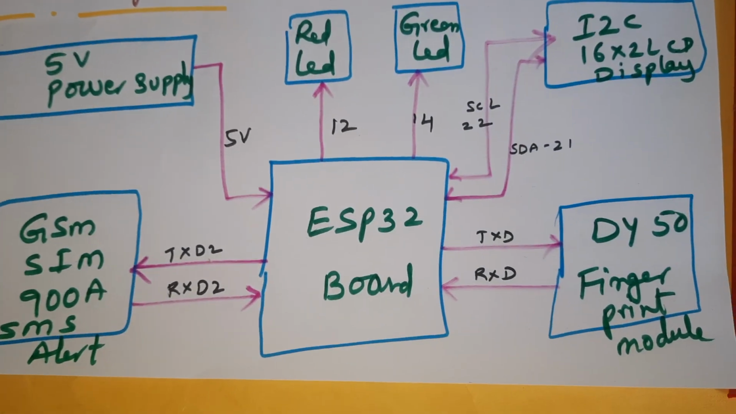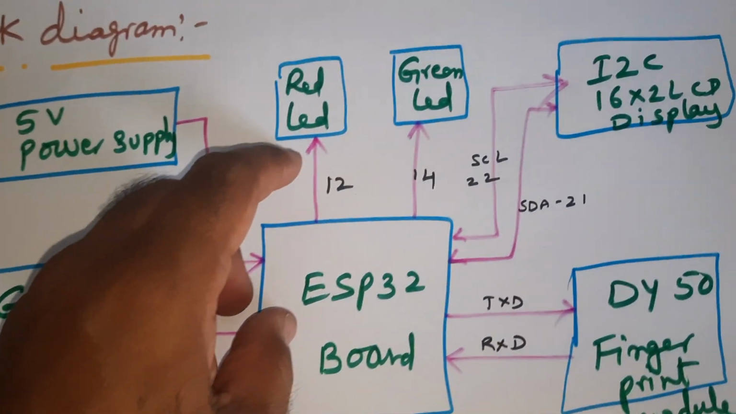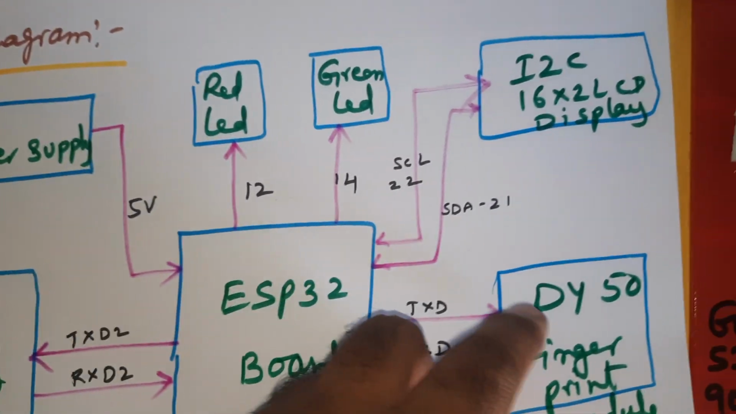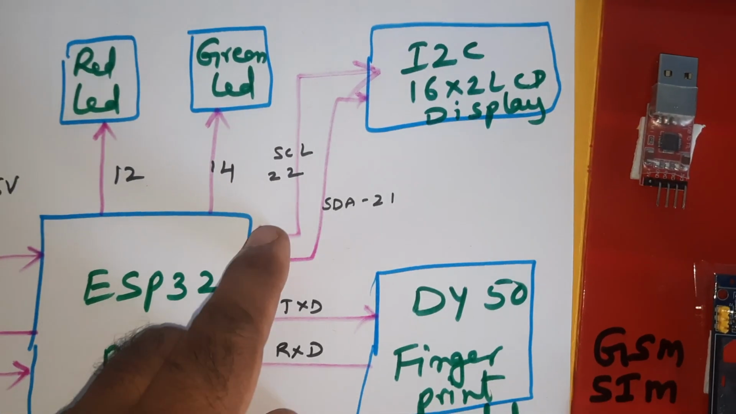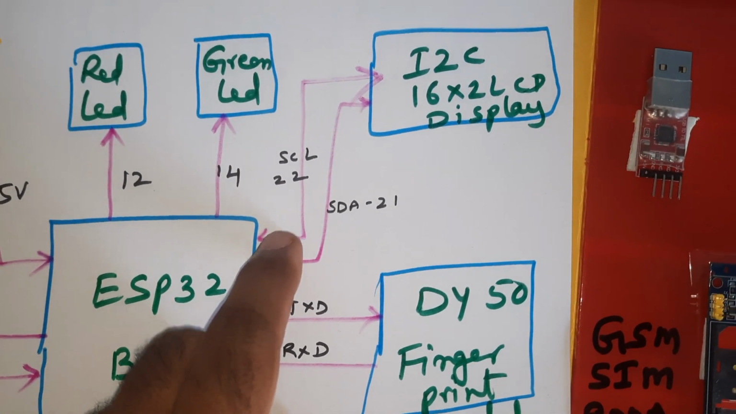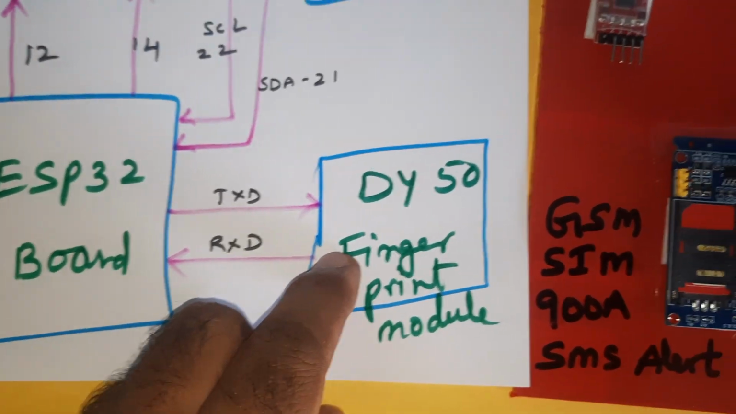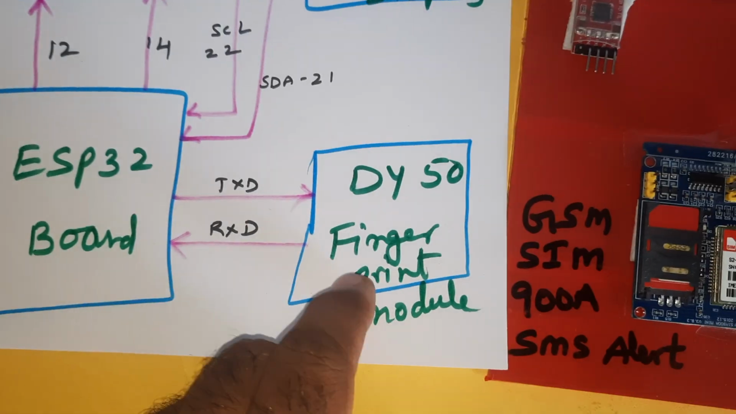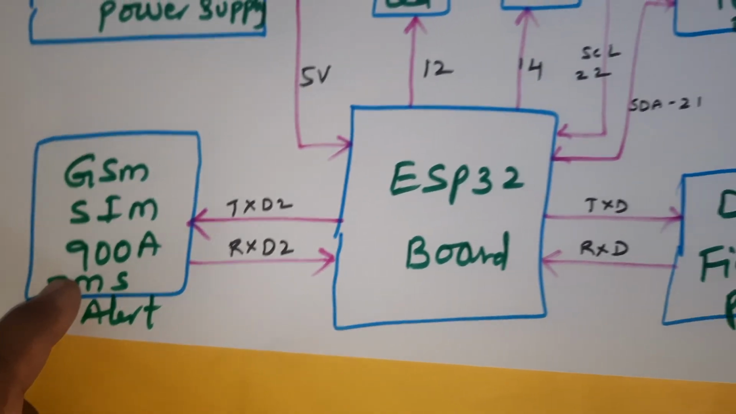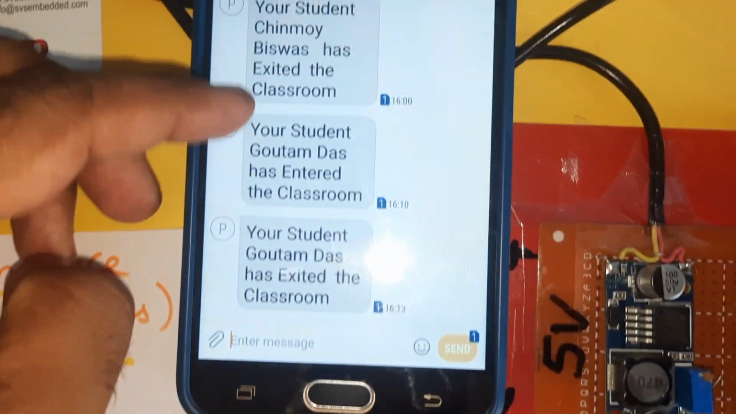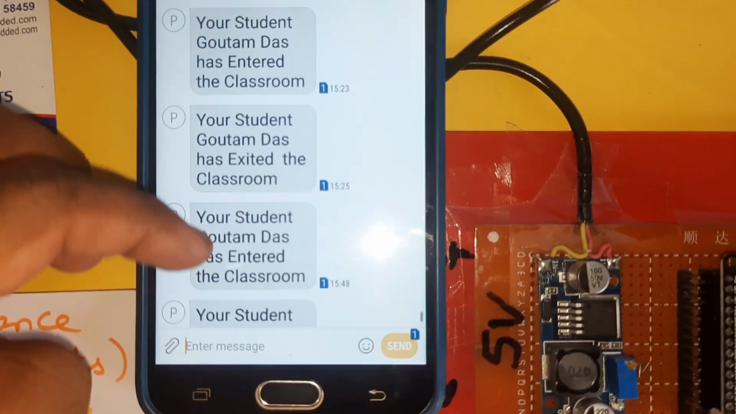We use a 5 volts power supply module, an ESP32 AI Thinker board, a GSM SIM900 for SMS alerts, and red and green LED indicators. If the finger is okay, the green LED turns on; if not, the red LED turns on. An I2C LCD display is connected with SCL and SDA over the I2C protocol, sending data to a 16x2 LCD. The DY50 fingerprint module is connected with RX TX to serial communication 1, and serial communication 2 is connected to the GSM module. So we get the SMS alerts, continuously for all the students' data.